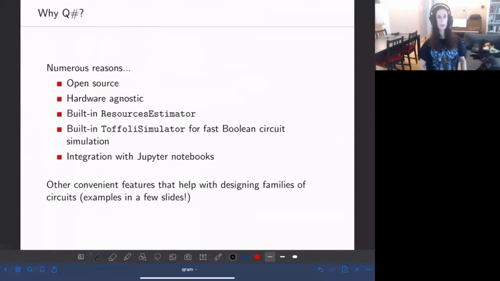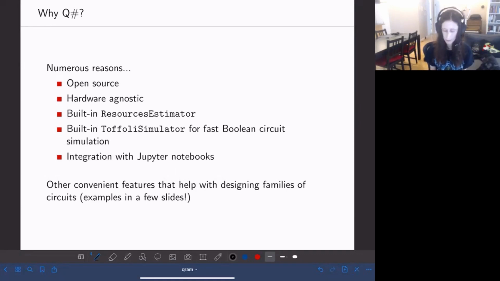So we are designing a qRAM library in Q#. Probably the first question everyone will have is, why Q#? For quite a few different reasons. One is that it's completely open source, even the compiler is open source. Another big reason is that it's hardware agnostic. We don't really care what hardware this qRAM is going to be implemented on, but we want the ability to use them in algorithms. This way we don't really have to worry about it.